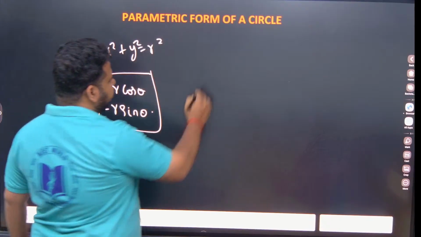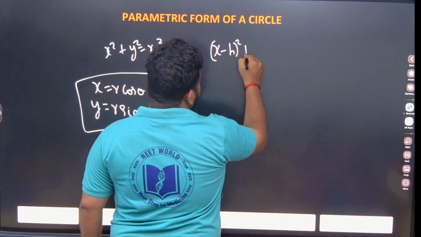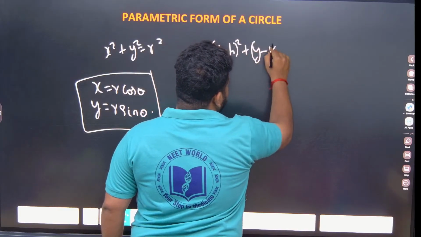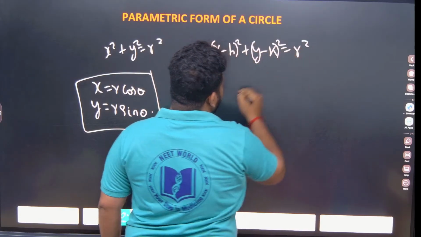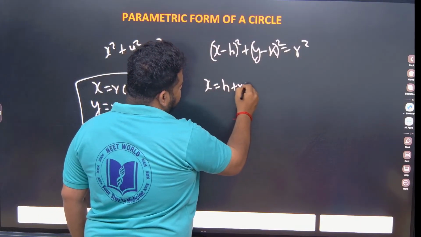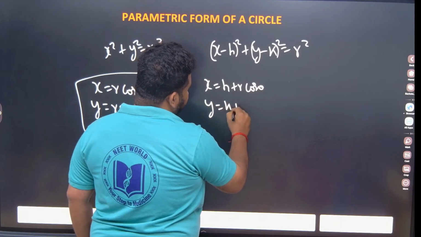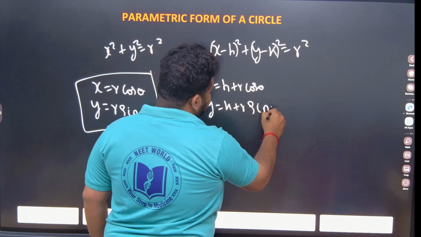But suppose they are given x minus h whole square plus y minus k whole square is equal to r square. Now what will happen to the parametric form? x is equal to h plus r cos theta, y is equal to k plus r sin theta.